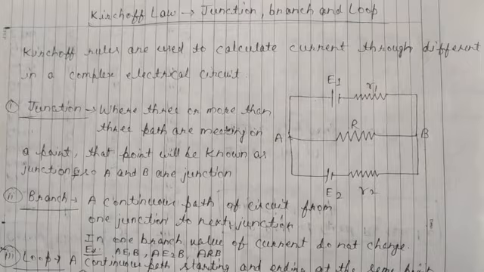And last we see what is meant by loop. Loop is a combination of branches. It may be one branch, it may be many branches, but it is a continuous path of current in which the current or a point comes back to itself. A continuous path starting and ending at the same point. That is a cycle.